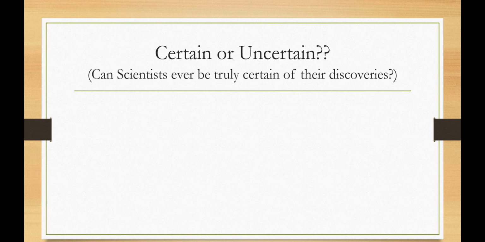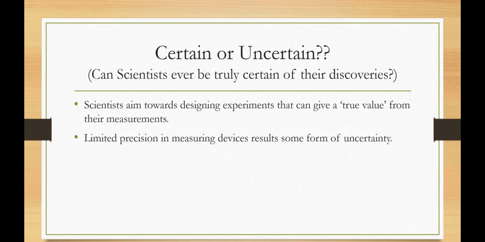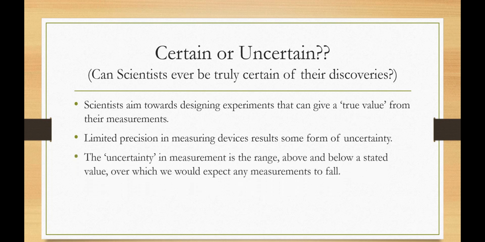Scientists aim to achieve a true value of a quantity from their measurements. However, limited precision of the apparatus or devices used brings in some uncertainty. So, in order to do the analysis of data collected, uncertainty of devices need to be quantified. So what's this uncertainty? It is the range above and below a stated value over which any measurements would fall.